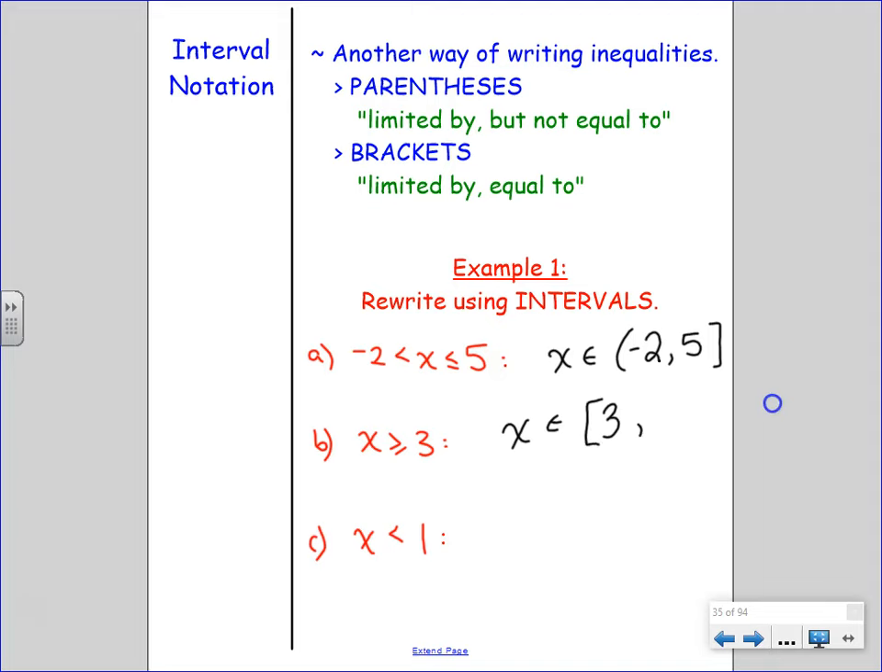Here's the tricky part though. How high can it go? Infinity. Did you put a bracket or parentheses? Can you get to infinity? No. You can only get closer. It can be all of them, but can I close infinity? No. Exactly.